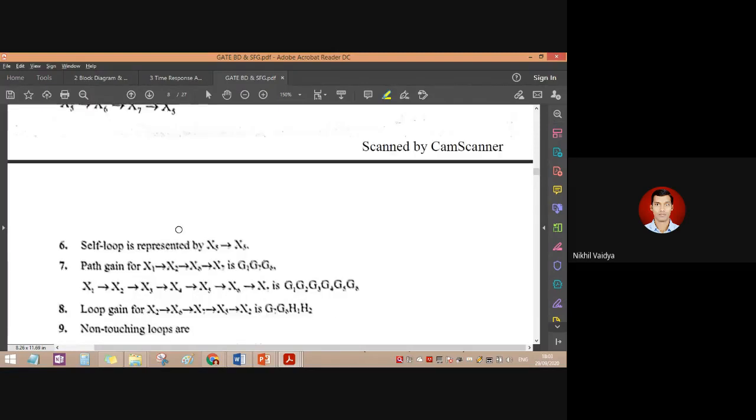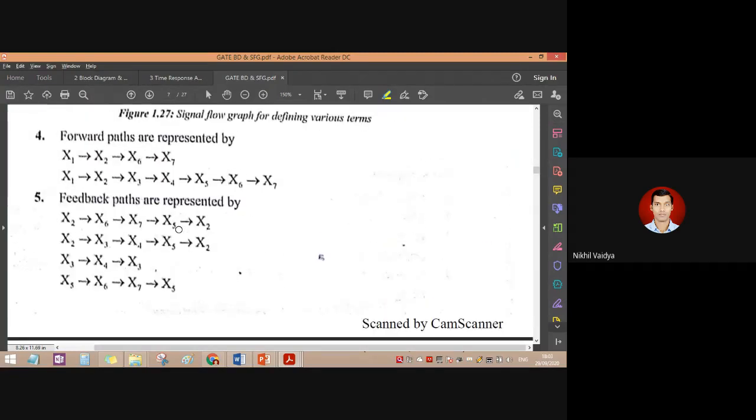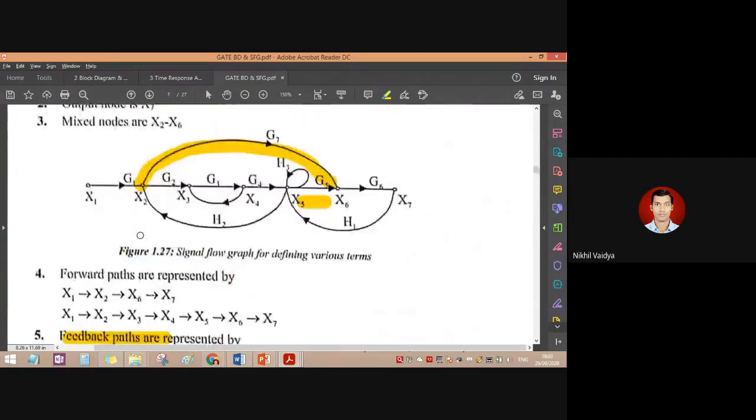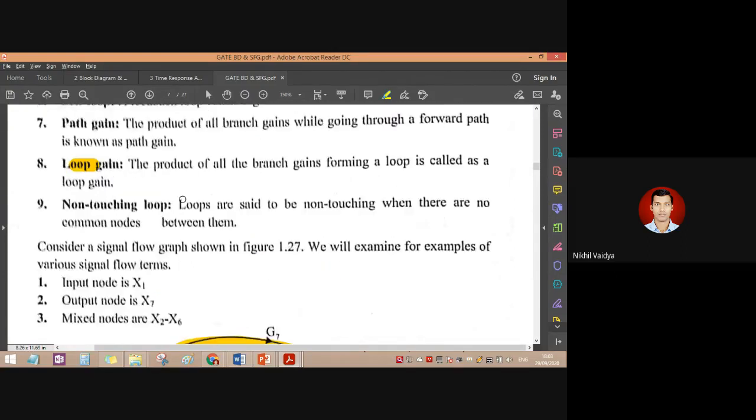Okay, so whatever the loops we had considered previously, these feedback paths are nothing but our four loops that we had seen. Next, non-touching loops. Now what is the meaning of non-touching loops? Those two loops which don't have any common node between them. So this is the definition: loops are said to be non-touching when there are no common nodes between them.